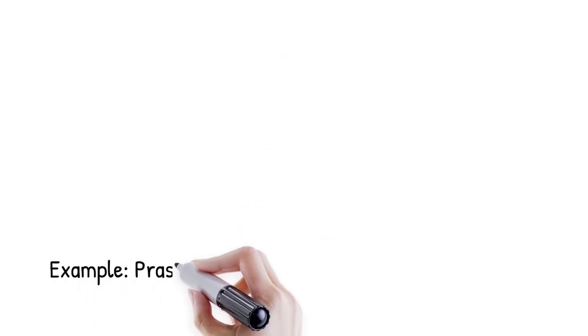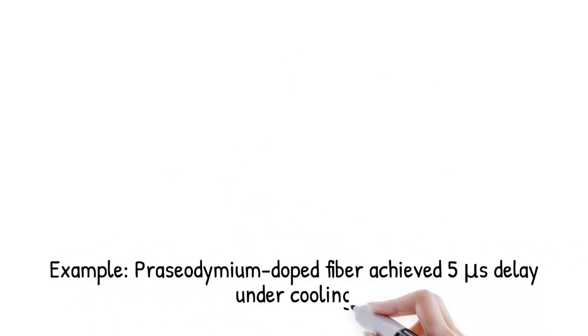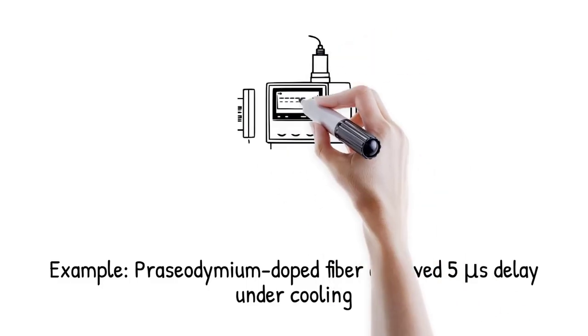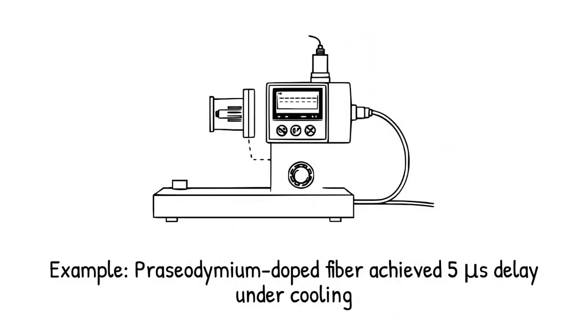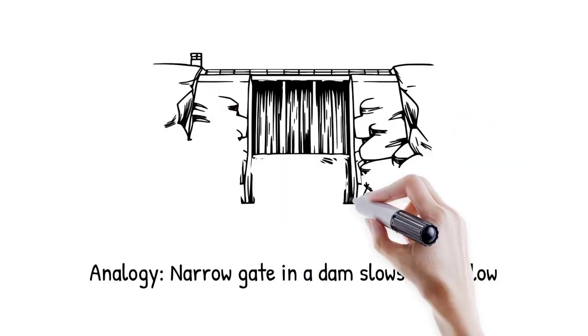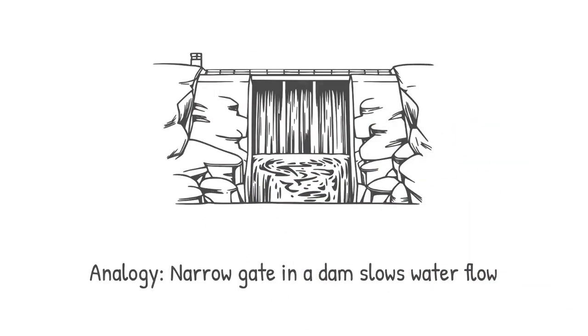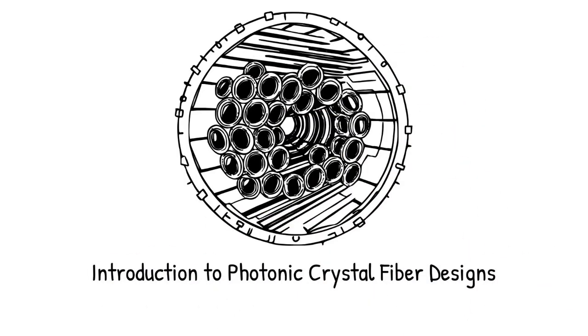Praseodymium doped fiber demonstrated a 5 µs delay of a 200 kHz bandwidth pulse at 606 nm, under 4K cooling. It's like opening a single narrow gate in a dam. Water passes, but is forced to trickle slowly through that constriction.